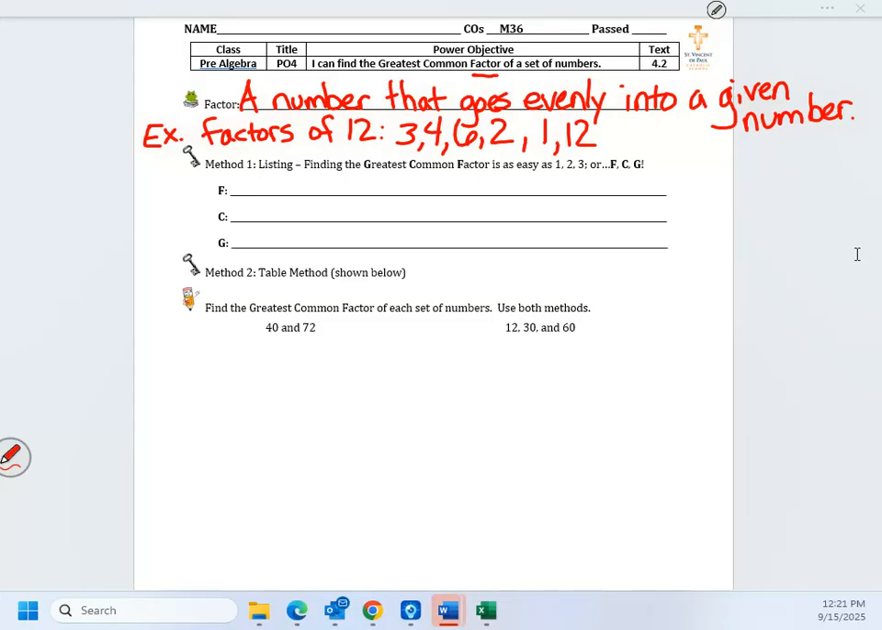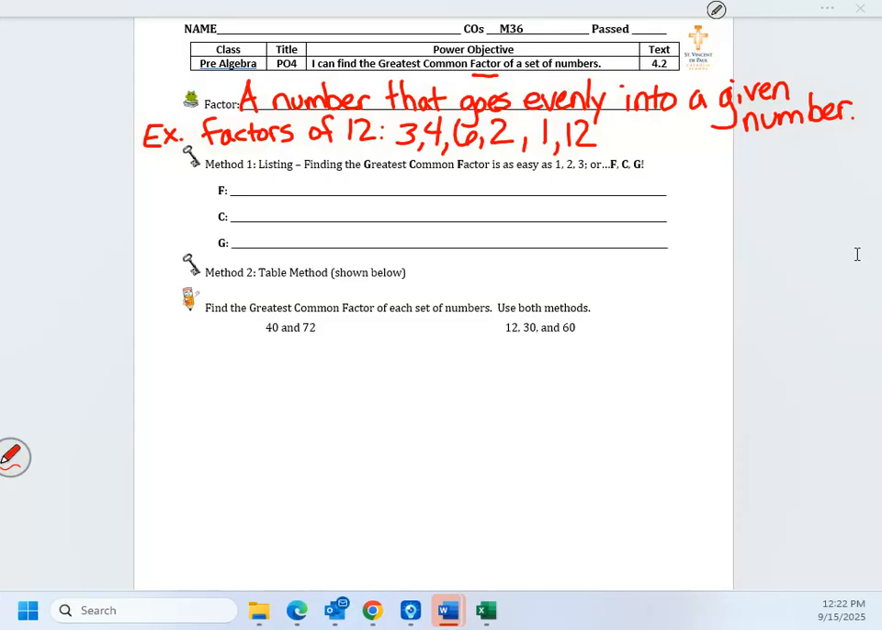I could take 12 and divide it by any of those numbers and I'll get a whole number. It will divide evenly. There's no fractions, there's no remainders. So when we look at factors, we're looking at those factor buddies, those numbers that go into that number. We can divide it by them and get those whole numbers as our answers.